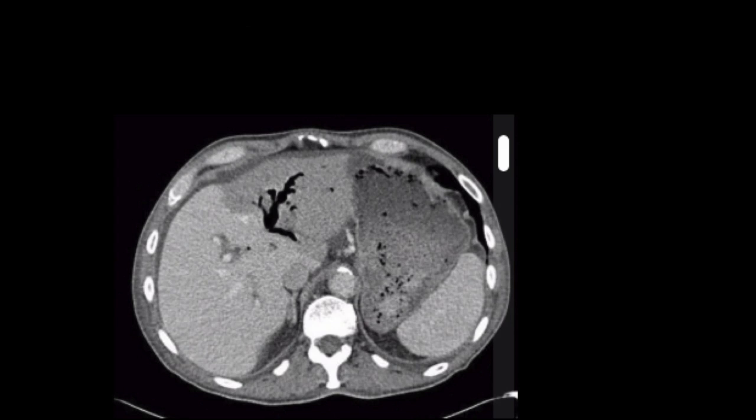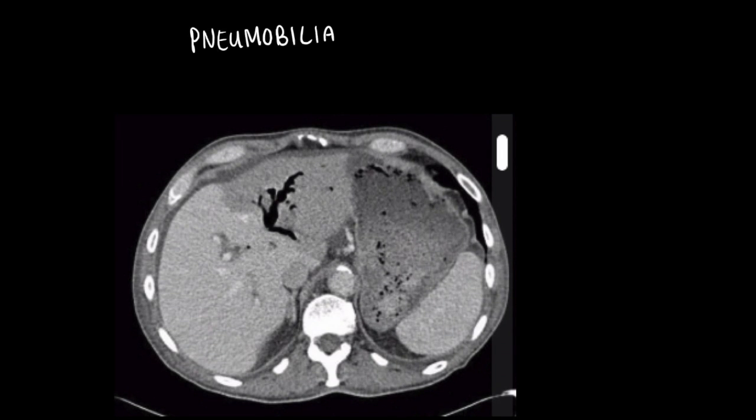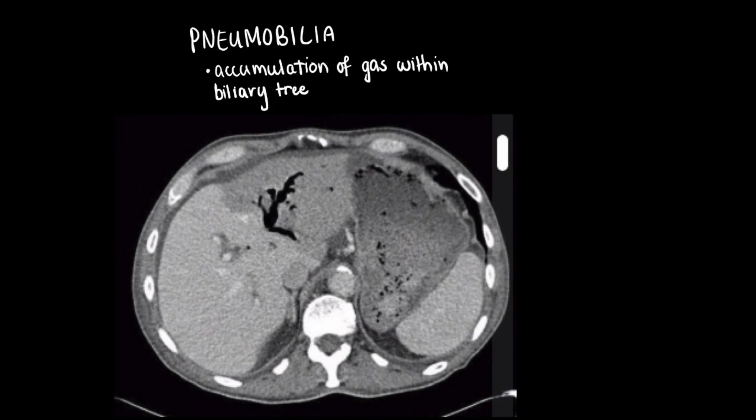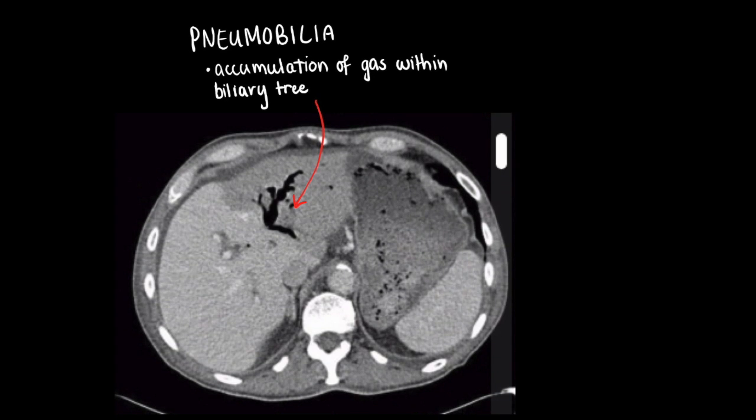Another key identifying feature is pneumobilia, which can occur from an accumulation of gas within the biliary tree. Appearing here as a radiolucent tree structure located laterally to the gallbladder, pneumobilia corroborates the diagnosis of dysfunction in the biliary system as a result of gallstones.